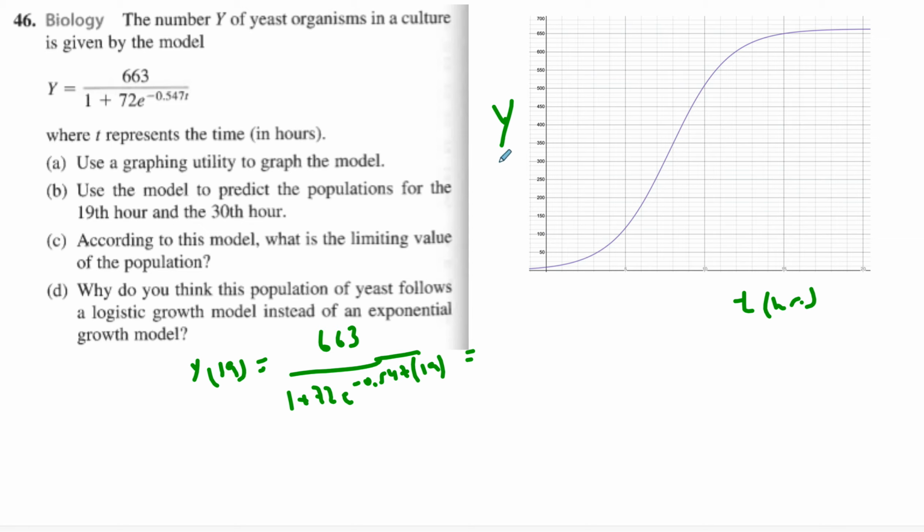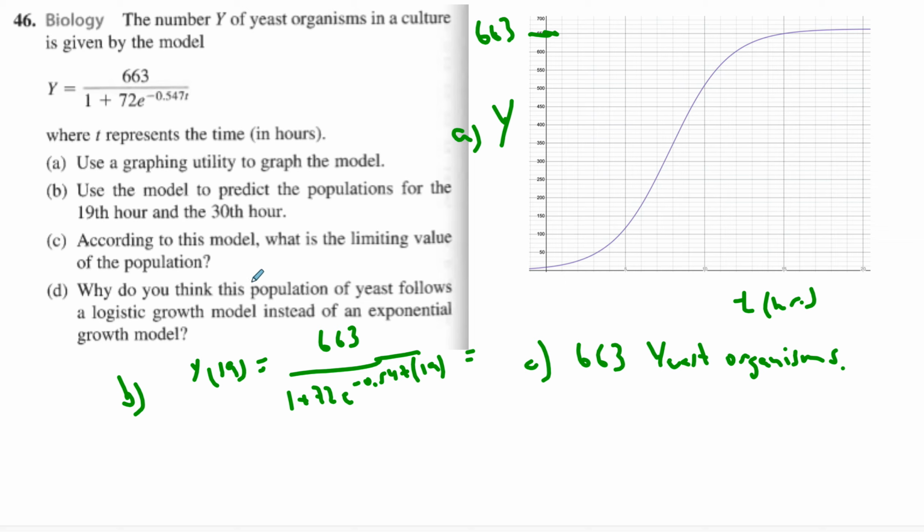Now I'm going to leave that up to you. I think it's possible for you to just plug in the numbers. So plug in 19, plug in 30, write down how many yeast organisms. I would strongly recommend that you go to the nearest whole yeast, because fractional yeast, think about that poor yeast, right? According to this model, what's the limiting value of the population? Well, in a logistic model, the numerator ends up being the limiting value, and if you have graphed this out yourself, this value that it levels off at is 663. So the limiting value is 663 yeast organisms, as shown by the 663 in the numerator.